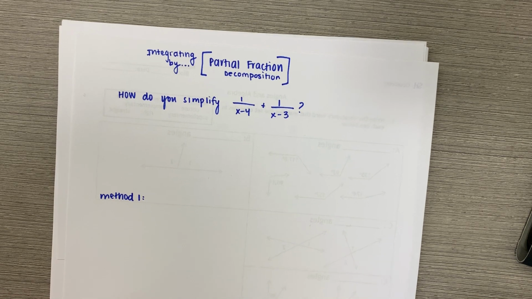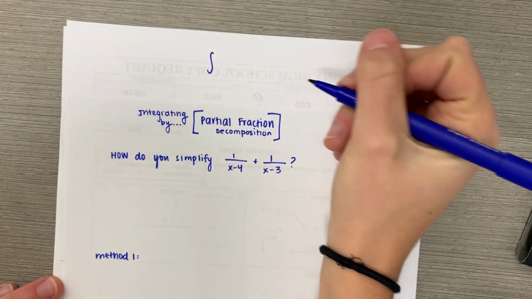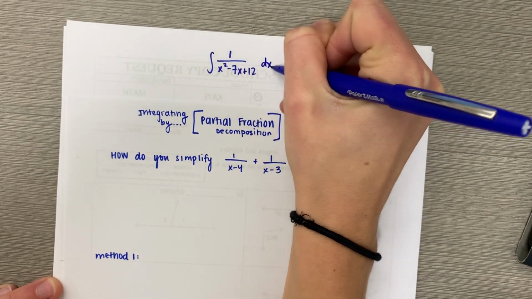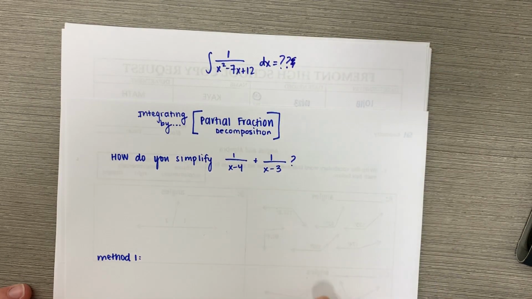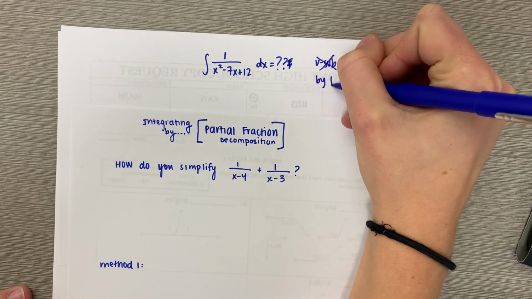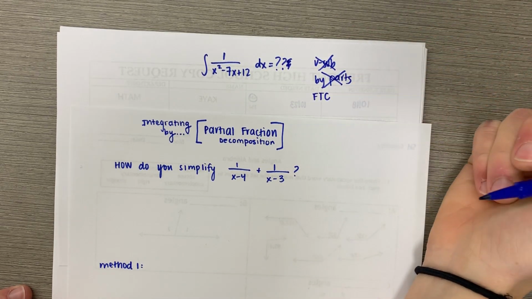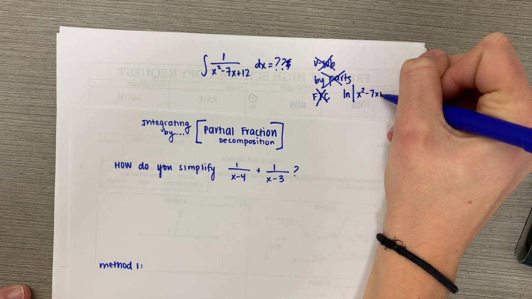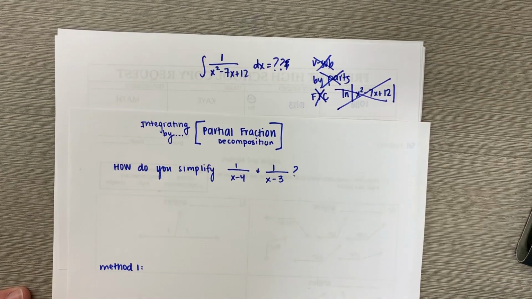So to start off with partial fraction decomposition, really where it stems from is when we have the integral of 1 over x squared minus 7x plus 12 with respect to x, we're asking ourselves, how do we evaluate this? What is it equal to? We cannot use u sub. That doesn't work. By parts doesn't work. And the good old fundamental theorem of calculus, just taking the antiderivative, also does not work because natural log of x squared minus 7x plus 12, well, then we need to do chain rule, and then we get quotient rule, and that's just no good.